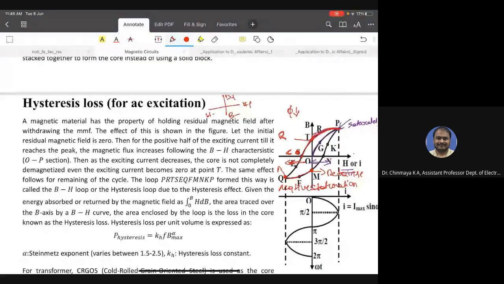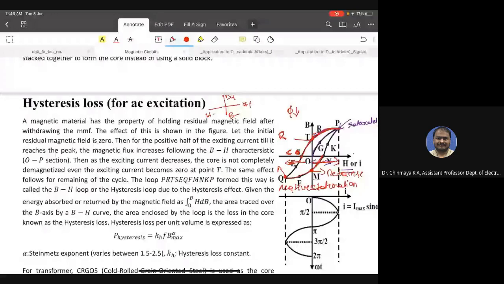Then, if you increase the field intensity or the current in the positive direction, the magnetic flux density will come to a zero position. You are applying a coercive force in order to reduce the magnetic field. So this is called the coercive point.